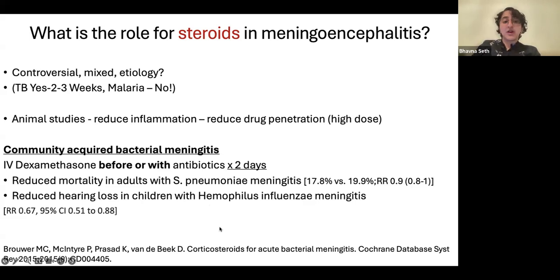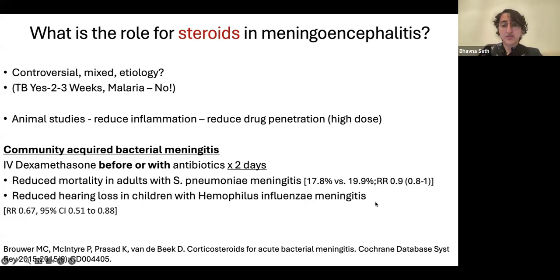But that's one of the reasons why practice has moved towards attempting to give steroids before antibiotics are administered if you are concerned for a community-acquired meningitis. And so giving dexamethasone before or with the antibiotics, and just a short course, enough to decrease inflammation to avoid long-term sequelae, has been found to be helpful.